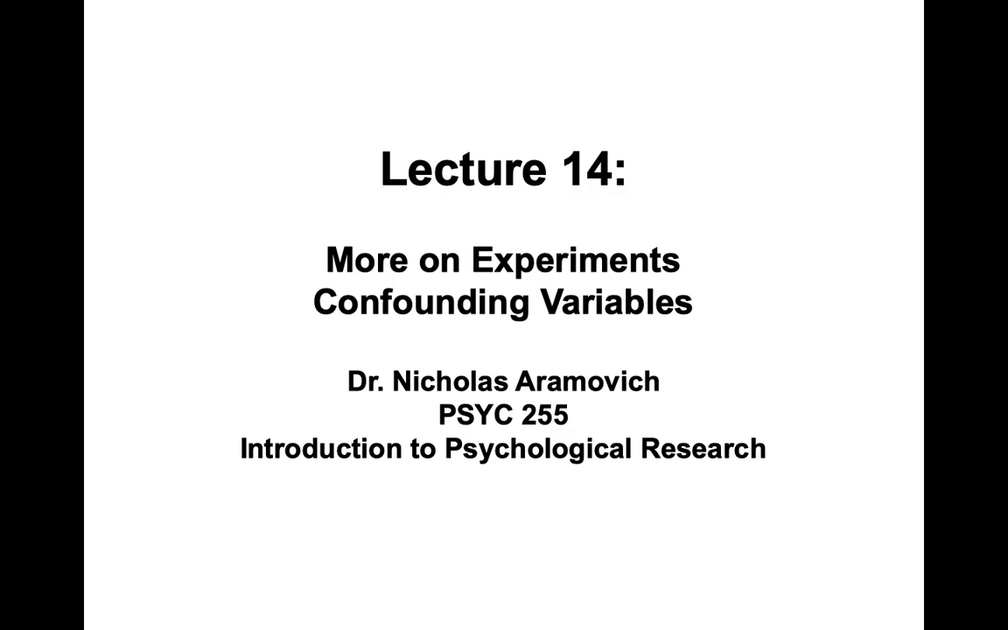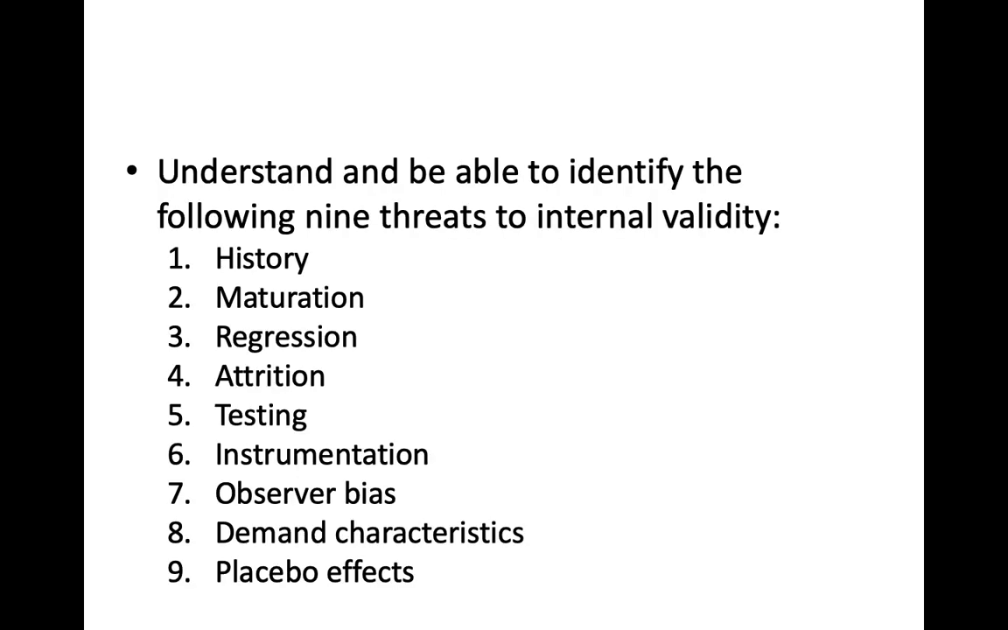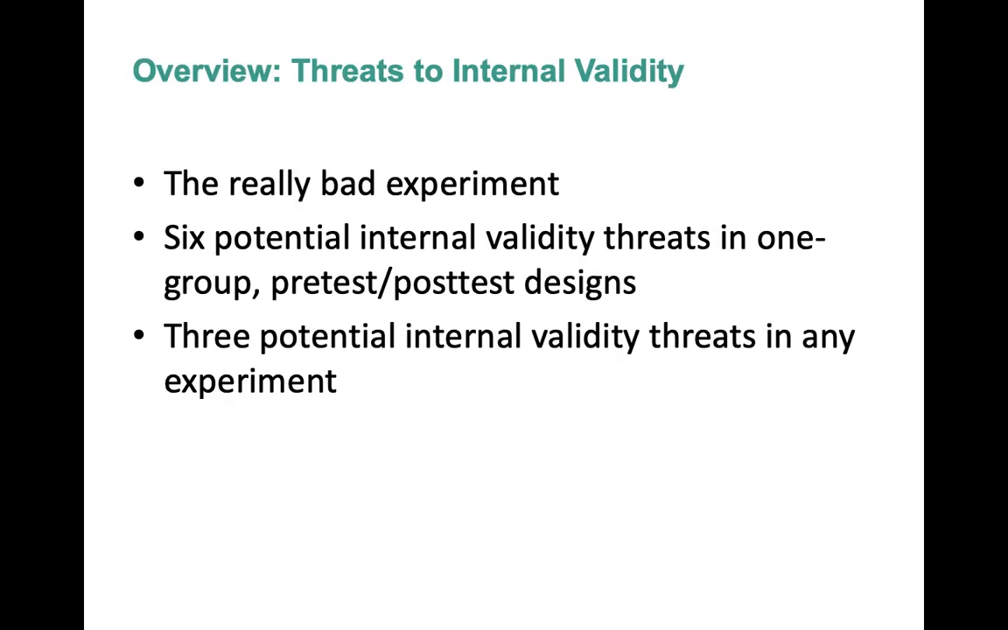Okay, this lecture is more about doing experiments, and in particular, this lecture is going to focus on confounding variables that become threats to internal validity. Here's the learning objective, which is really to understand and be able to identify the following 9 threats to internal validity. So in this lecture, I'm going to go over each of these 9 threats, and so you should be able to understand them and be able to identify when there could be one of these types of threats in an experimental design.